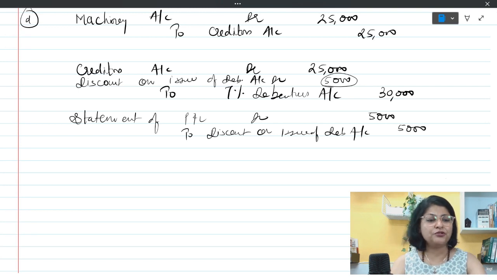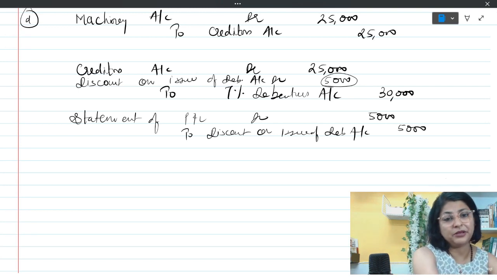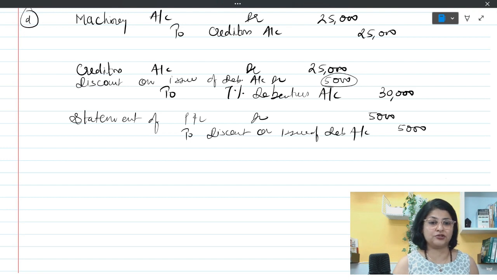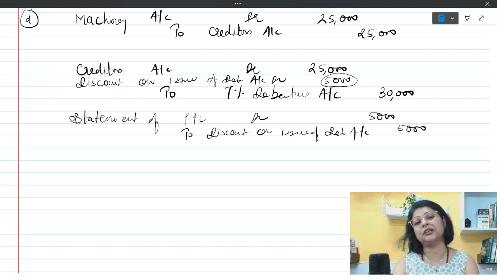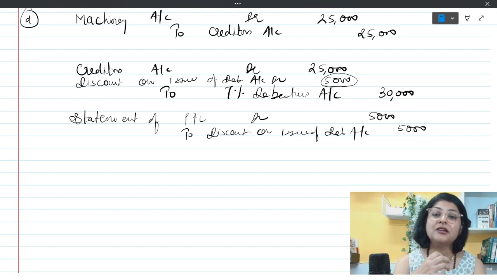I hope students you understood. See, the number of debentures issued was 3,000. You have understood this part, how this 5,000 came. 5,000 is the balancing figure, and since the balancing figure can only be on the debit side, it will be considered as a loss. So this is loss or discount on issue of debenture which has to be written off.